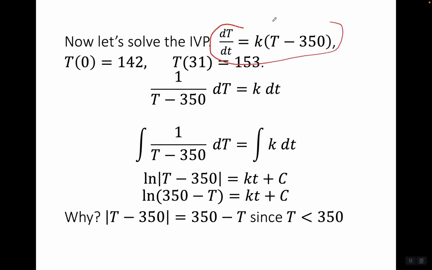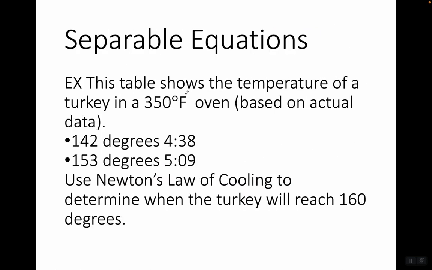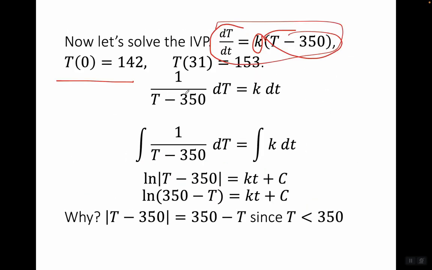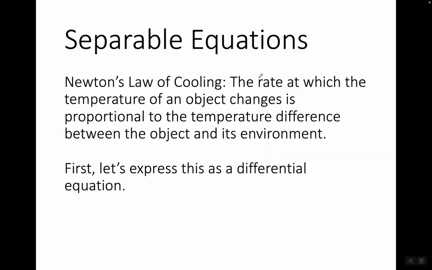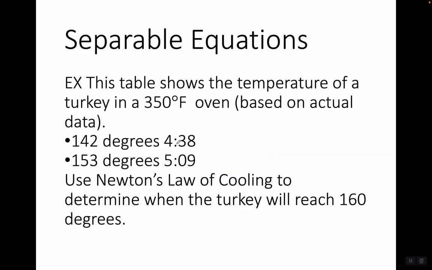So here's our differential equation: dT/dt equals k times (T minus 350). This is a separable differential equation. Notice this is our function of little t, and this is our function of capital T. We also have T of 0 equals 142 at time t equals 0. Time t equals 0 is going to correspond to 4:38. It's 142 degrees. And we have T of 31 equals 153. That just means that 31 minutes later, at 5:09, it's 153 degrees.